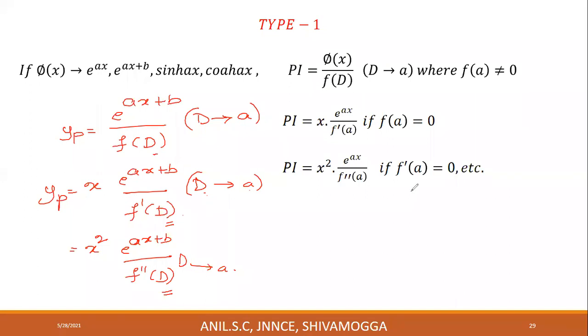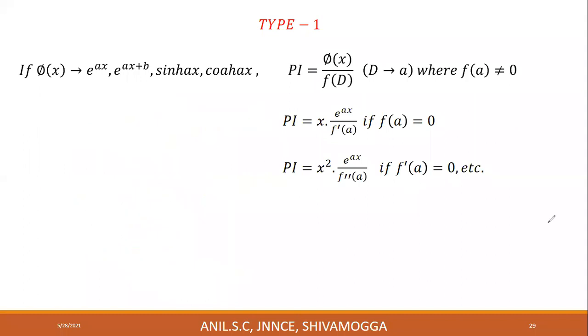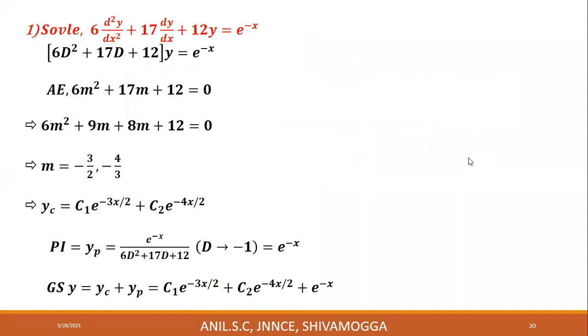Let's solve a problem. You'll come to know what actually this method is. Problem: solve the differential equation 6 d square y by dx square plus 17 dy by dx plus 12y is equal to e power minus x. What kind of differential equation is this? Homogeneous or non-homogeneous? Phi of x is not equal to 0. Clearly, this is a non-homogeneous differential equation.